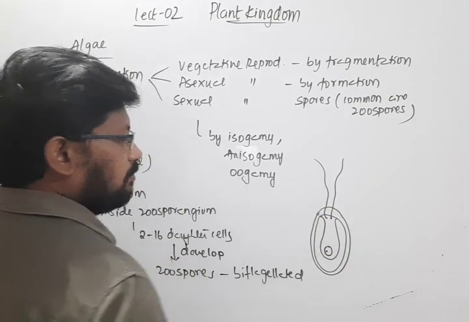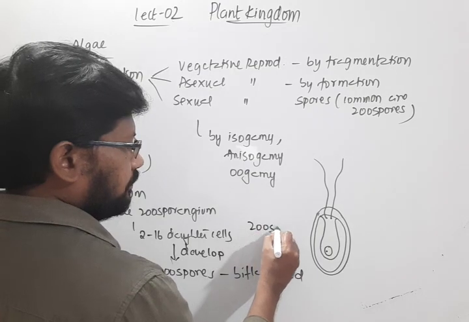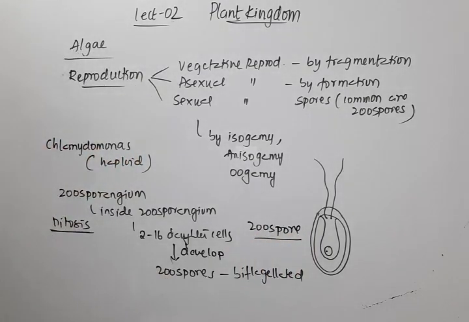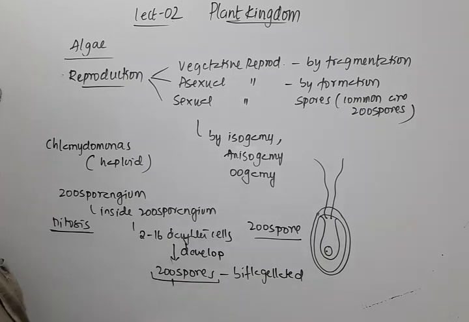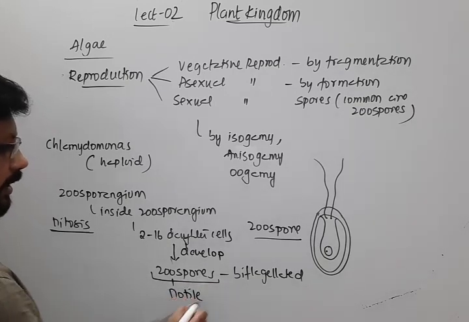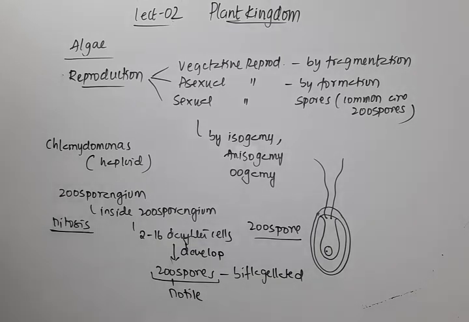Okay, so this is a biflagellated zoospore. Because of the presence of these flagella, the zoospores are capable of moving, so they are motile. Once they are released and move to different places, if the environmental factors are favorable, then the zoospore germinates and gives rise to a new plant. So that is how asexual reproduction takes place by formation of zoospores.